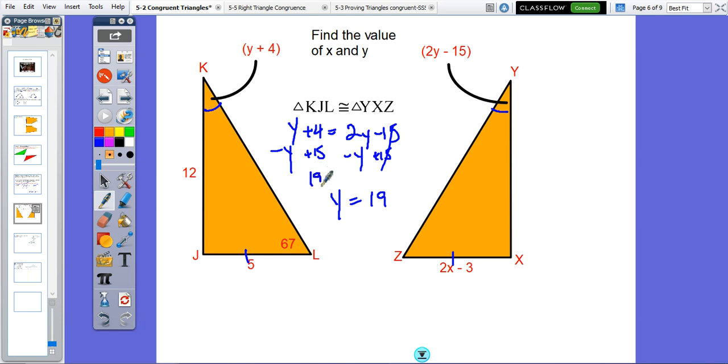We end up having 19 equals y, or y equals 19. And down here, we got 2x minus 3 equals 5, since those two sides are equal. So we add 3 to both sides. We get 2x equals 8, and then divide by 2, of course. You're getting x equals 4 on this one.